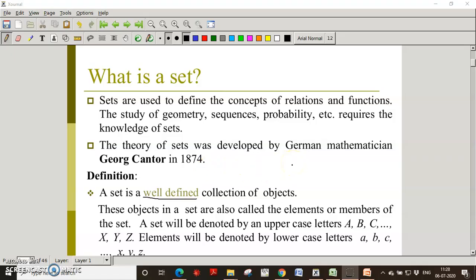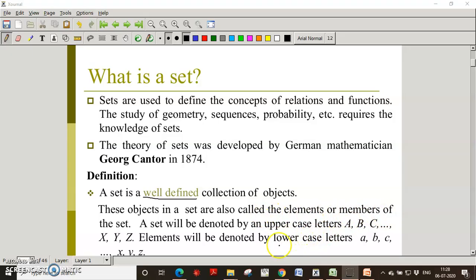So the answer to our first question, what is a set: a set is a well-defined collection of objects. What is the meaning of well-defined? Well-defined is an adjective, meaning that we should be able to determine if a given element is contained in the set under scrutiny.